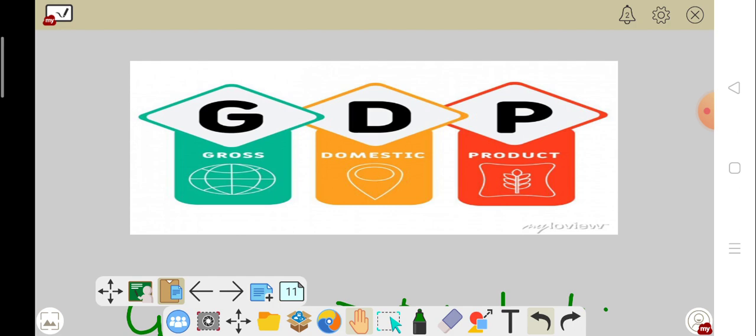What does gross stand for? Gross indicates that products are counted regardless of their subsequent use. A product can be used for consumption, for investment, or to replace an asset. In all cases, the product's final sale receipt will be added to the total GDP figure.